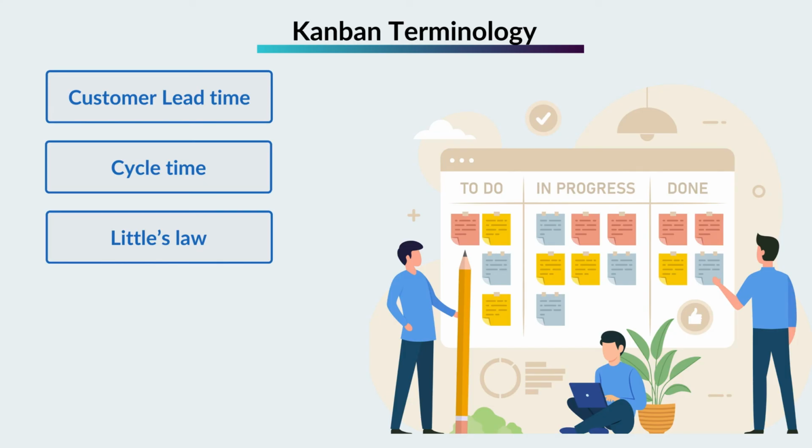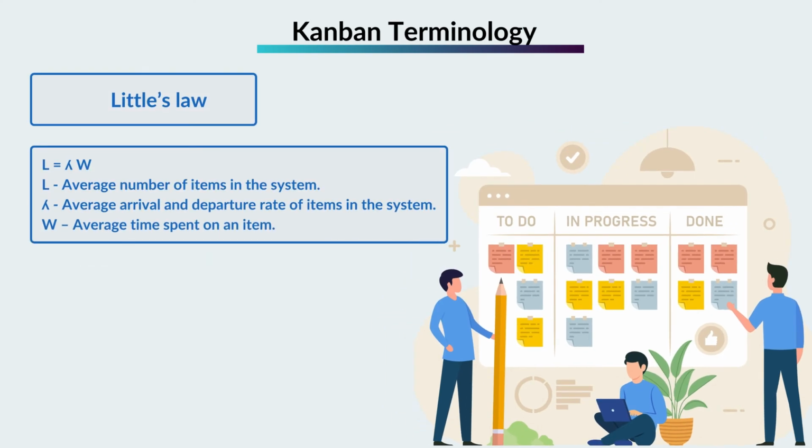Little's Law. Little's Law is a mathematical theorem from queuing theory. The formula states L equals λW. L, average number of items in the system. λ, average arrival and departure rate of items in the system. W, average time spent on an item.